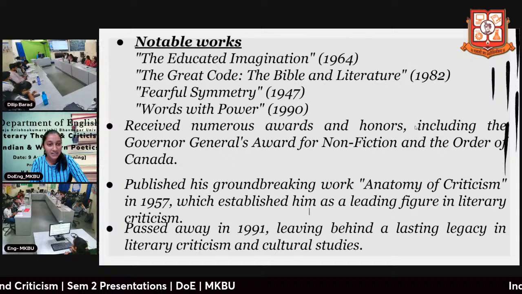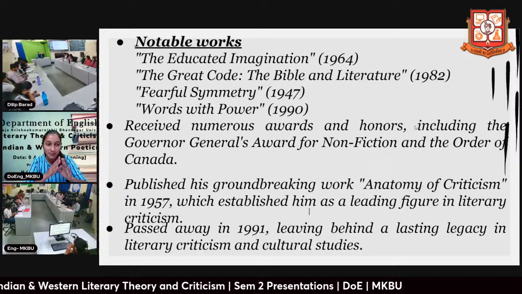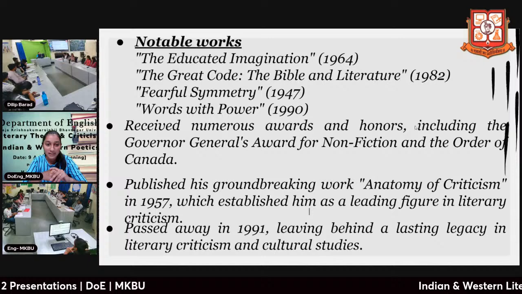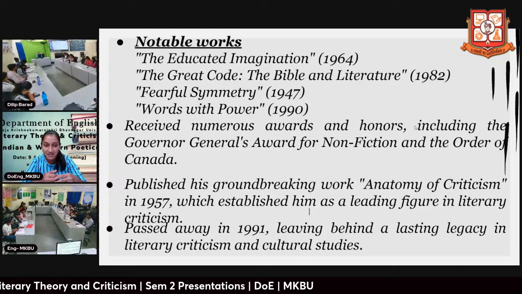Notable works by Northrop Frye. First one is The Educated Imagination, published in 1964. The book explores the influence of imagination and education on society. The second one is The Great Code. It is a very interesting book by Frye, in which he explored how the Bible influences society and literature.